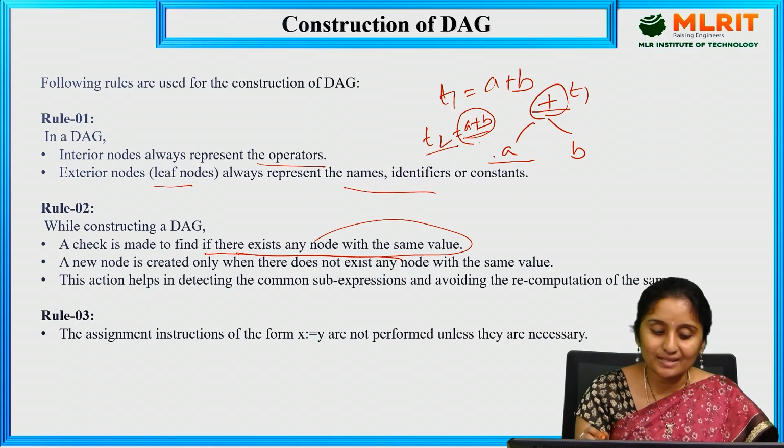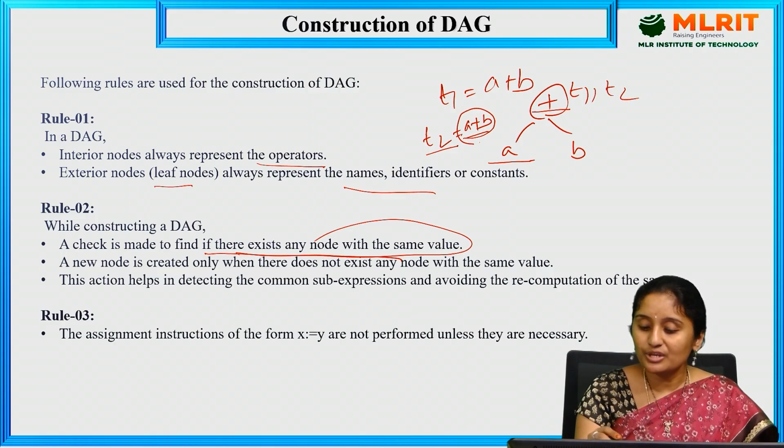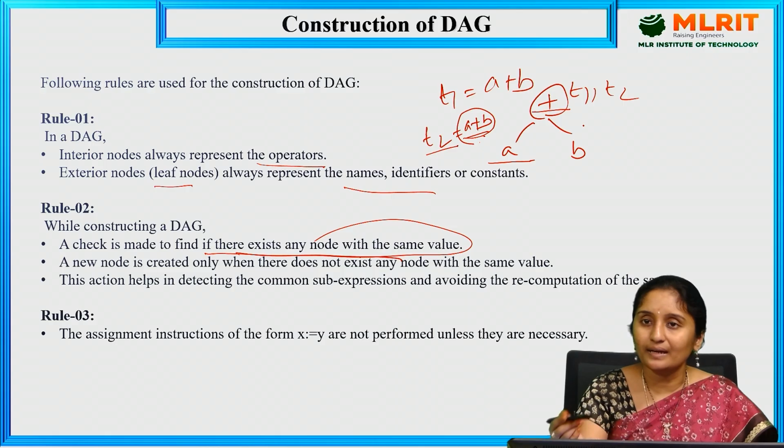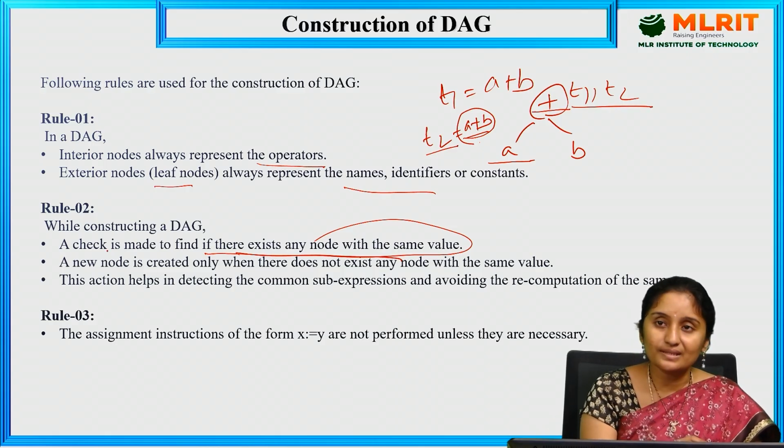If it is existing, we are going to just eliminate it and write here T1, T2 as a result. Why? Because T2 is pointing to A plus B, and T1 is also pointing to A plus B. So for both, I can write a single tree and mention two results over here. That is the reason we are going to check.